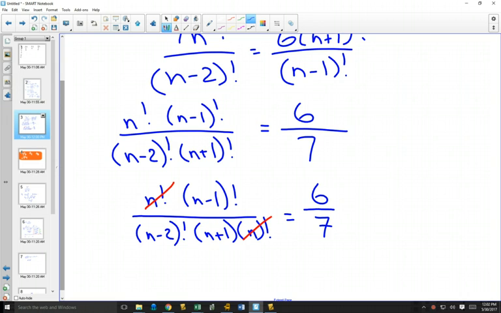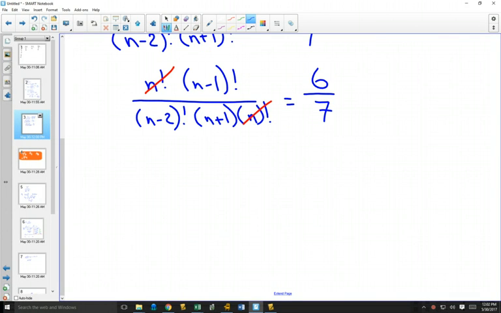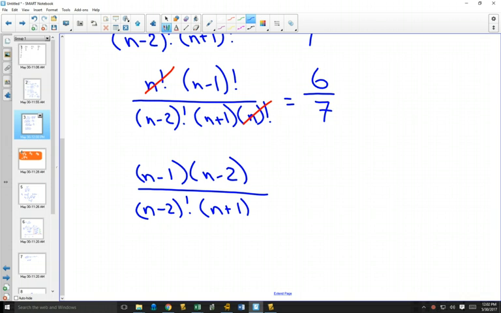So I was able to cancel out factorials. Now, what's the biggest factorial that's left? N minus 1. So I start expanding n minus 1. Of course, there would still be an n plus 1 down here, an n minus 2 factorial down here. And expanding n minus 1, we get to n minus 2 right away. Those will cancel out, still equal to 6/7. So we've managed to quickly cancel out the factorials. We have n minus 1 over n plus 1 equals 6/7.